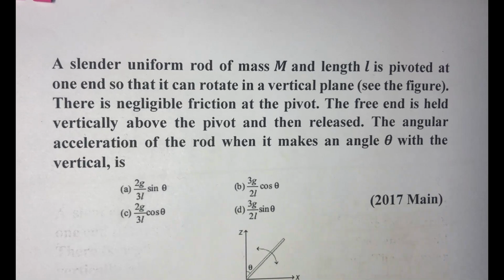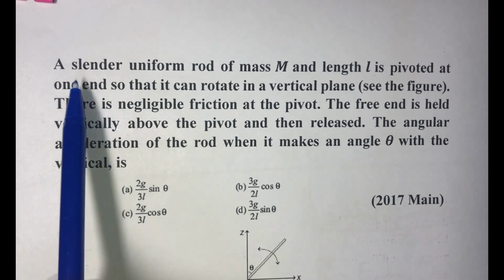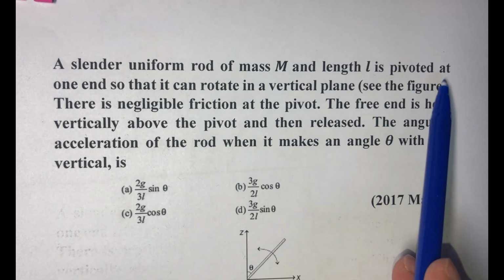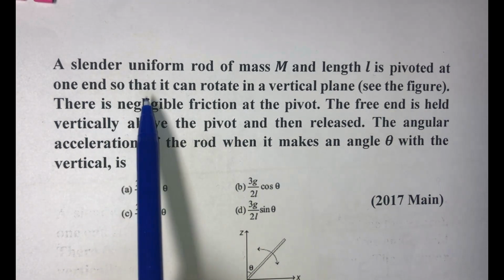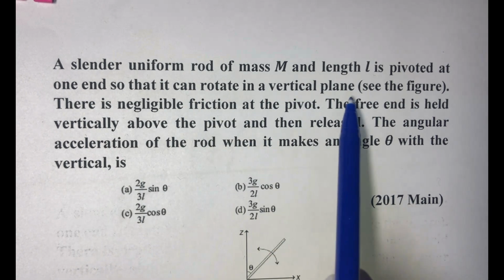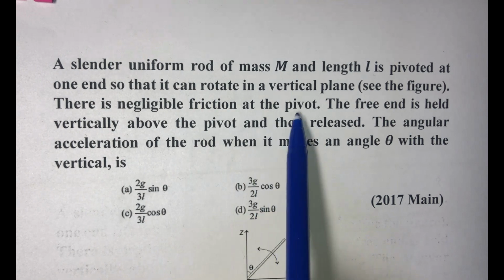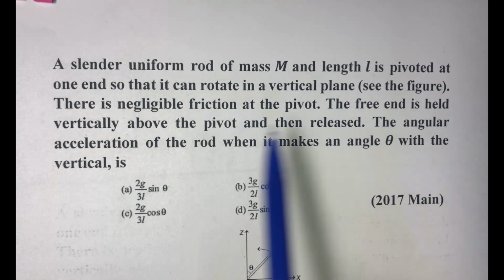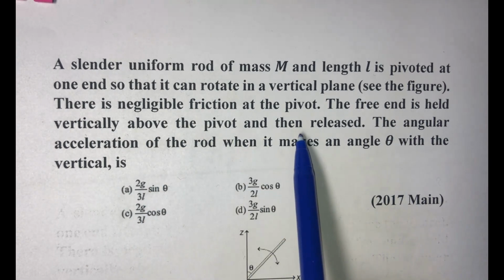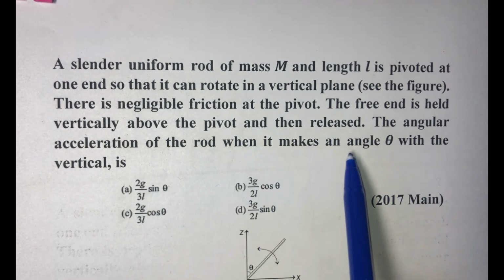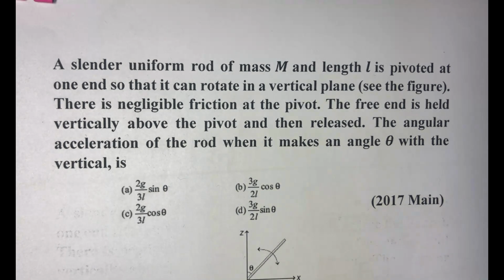Hello friends, in today's question, a slender uniform rod of mass m and length L is pivoted at one end so that it can rotate in a vertical plane. See the figure. There is negligible friction at the pivot. The free end is held vertically above the pivot and then released. The angular acceleration of the rod when it makes an angle theta with the vertical is.